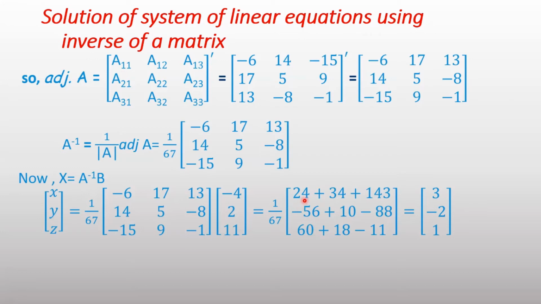And after that, first row in first column, we are getting this element 24 plus 34 plus 143. Add them, divide by 67, you will get 3. These three numbers simplify, divide by 67, minus 2. Third, 60 plus 18, 78 minus 11, 67, 67 divided by 67, 1. Equate these two matrices. Value of x is 3, y minus 2 and z 1. In this pattern, we can find the value of x, y and z in case of unique solution.